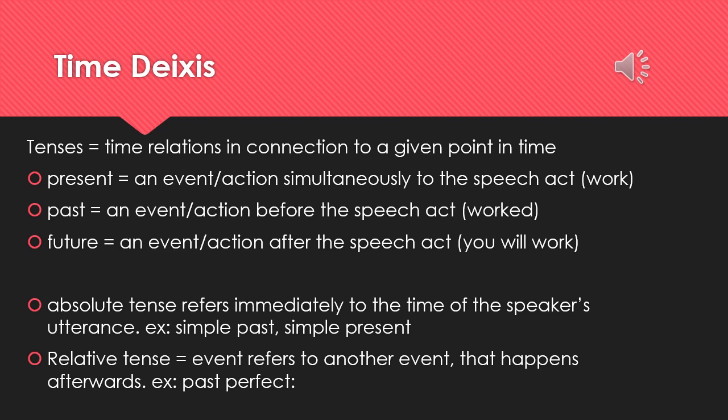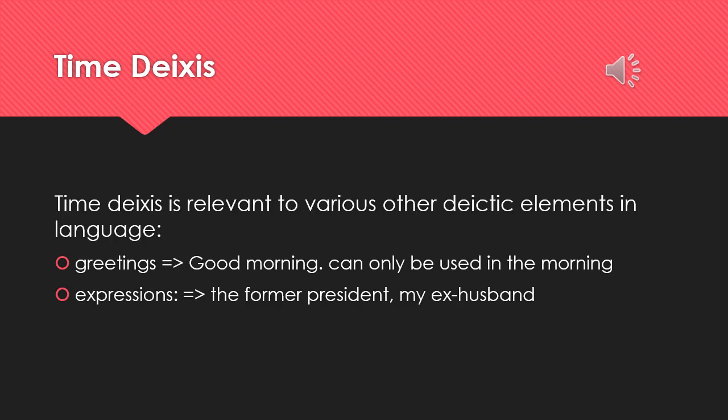Tenses are also classified into two. The first one is absolute tense. It refers immediately to the time of the speaker's utterance. For example, simple past and simple present. And the second is relative tense. It's an event that refers to another event that happens afterwards. For example, past perfect.